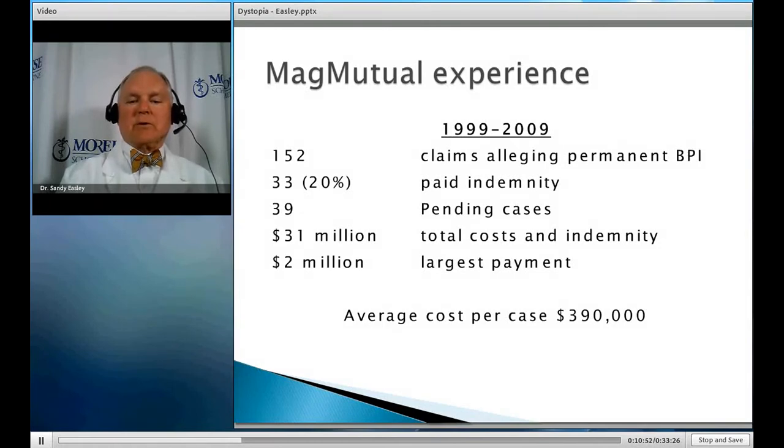39 cases are still pending. In all, the insurance company, using physicians' premiums, spent or has set aside $31 million for total cost and indemnity for these 152 claims. The largest payout was $2 million, but the average cost per case is $390,000. $390,000 exceeds the average claim payment by at least 50% for MagMutual. $390,000 also computes to about 10 years worth of premiums for an OBGYN.